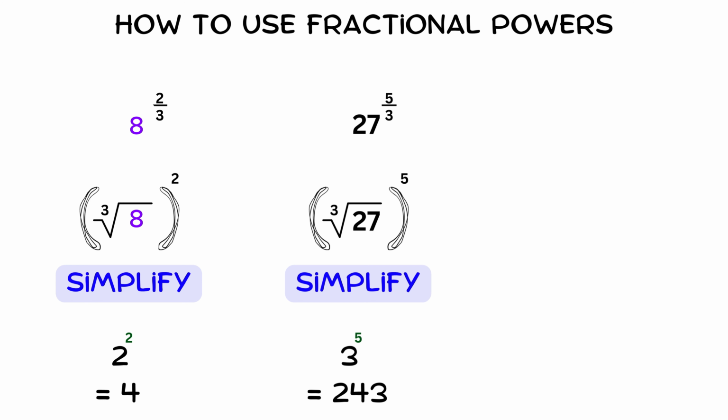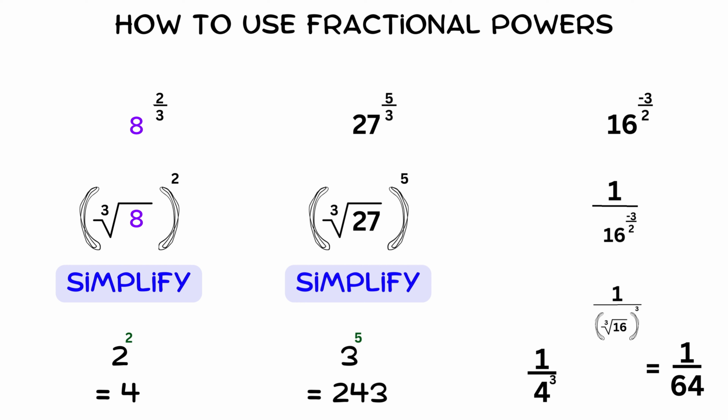This last one is a bit trickier, because our fractional power this time is negative, so we're going to have to sort that out first. If you remember from our previous video, whenever you have a negative power, all you need to do is flip the whole thing upside down, turning it into 1 over 16 to the power of negative 3 over 2, and then make the power positive. So change the minus 3 over 2 to positive 3 over 2.